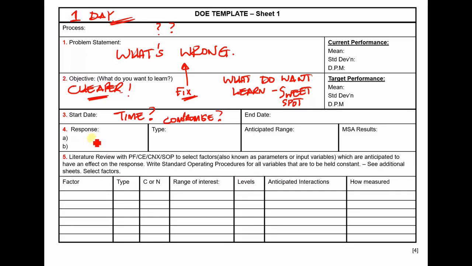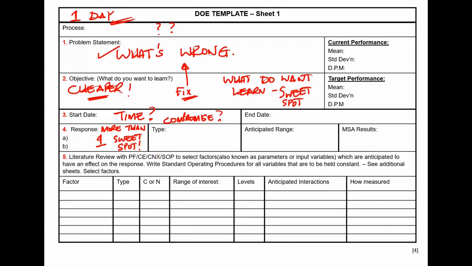Then it says, right, what are the responses? Obviously, there's the response with whatever's wrong in your problem. But there should be more than one here. Key thing about the responses, the outputs: more than one, so that what you can find is a sweet spot.